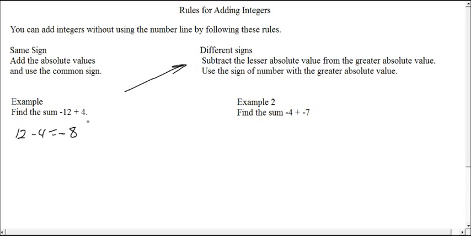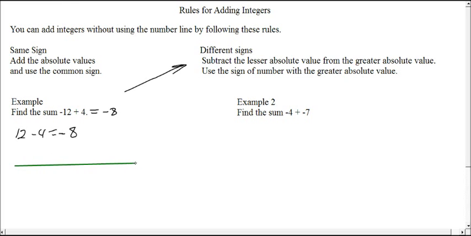So don't get too tied up in what you see. Just understand that we were using different signs, so we must subtract the smaller from the larger and use the sign of the larger absolute value. So saying negative 12 plus 4 is actually saying let's subtract 4 from 12, and that's going to give us a negative 8. So let's go ahead now and see, can we check this by using a number line.